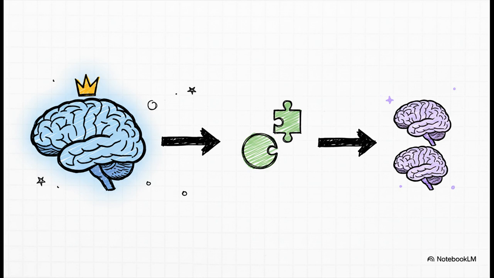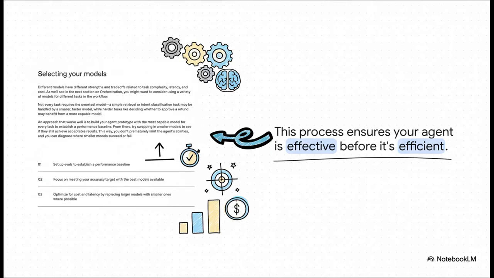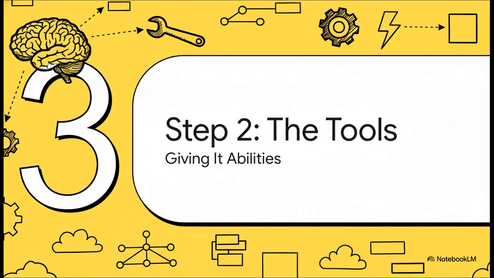Once you have a working prototype, then you can start to worry about making it more efficient. This whole approach is all about being effective before you're efficient. First, you establish a performance baseline with your best model just to prove it can do the job. Second, you focus on hitting your accuracy targets. And only then, as a final step, do you optimize for cost and speed by maybe swapping in some smaller models. With the brain selected, it's time for step 2, giving your agent abilities.